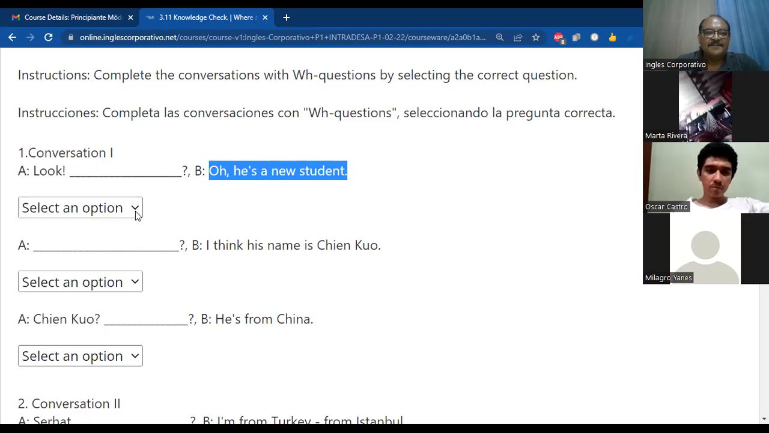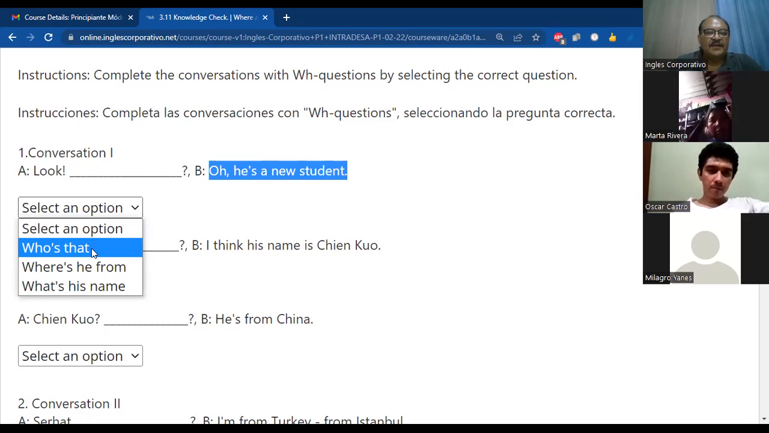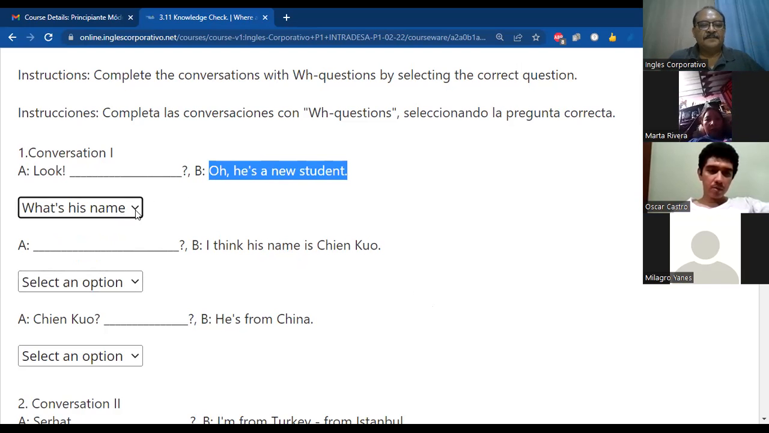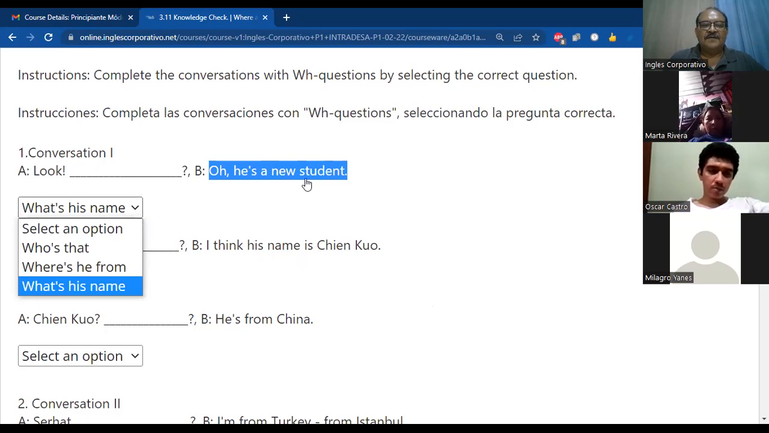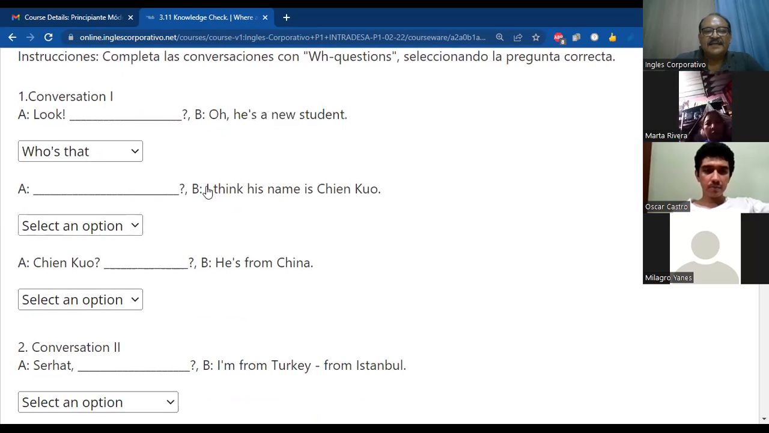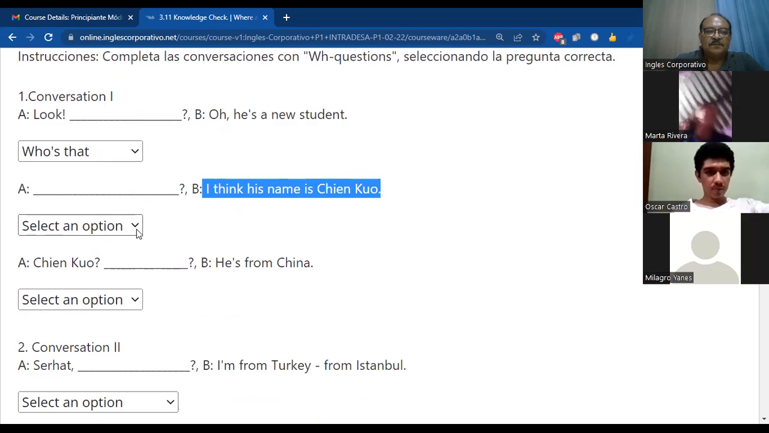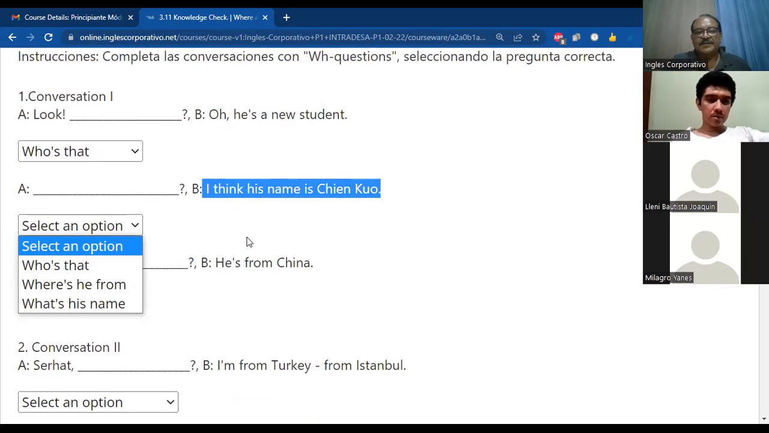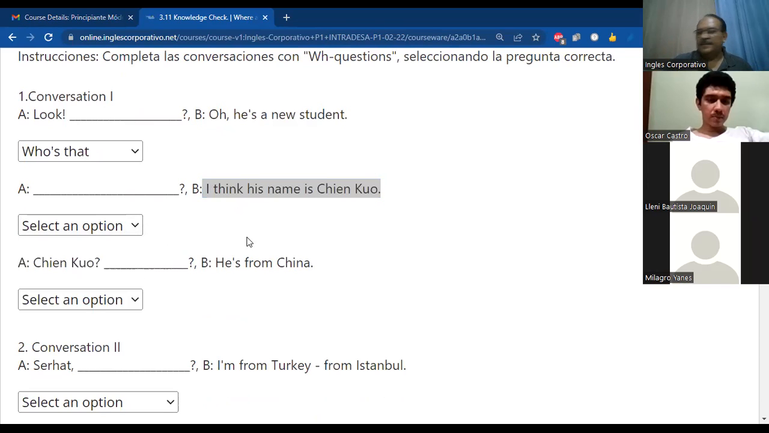Okay, si nos basamos en la respuesta, ¿cuál es la posible pregunta? Who's that? Where is he from, or what is his name? Where is he from? Oh, he's a new student. Where is he from? ¿De dónde es él? Who is that? Who's that? Okay, so you can use who's that. Okay, good. What about the second? I think his name is Chen Ku. Who's that? Where is he from? What's his name? Where is he from? He's from China. He's from Japan. And Korea. Where is he from? That, no, it's not that one. What's his name? Okay.